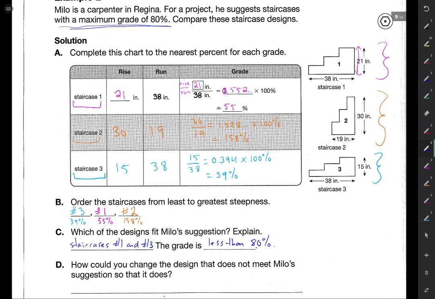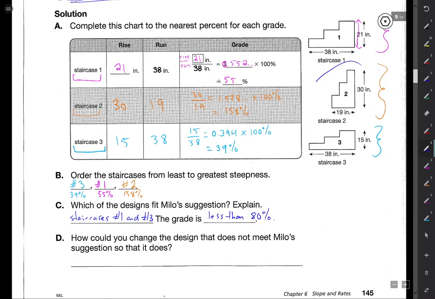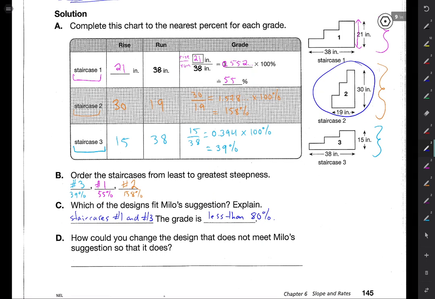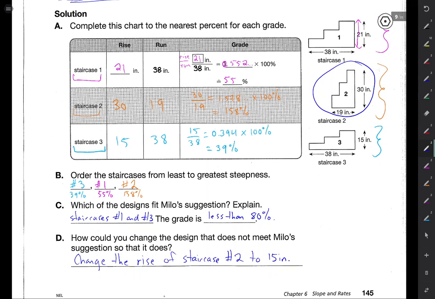And then finally it says, how could you change the design that does not meet Milo's suggestion so that it does? So we're talking about staircase number 2 here. If you look at the picture of staircase number 2, if we're building a staircase like that, that is a really steep staircase. That would be a lot of high steps for you to take. So a suggestion would be to make the rise shorter. So I would say change the rise of staircase number 2 to 15 inches. I just cut it in half, because then the staircase will be a lot easier for someone to climb.